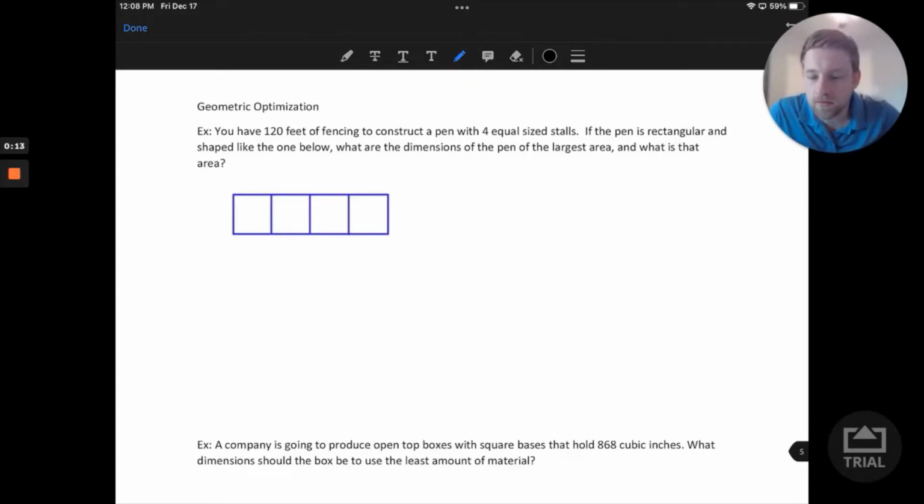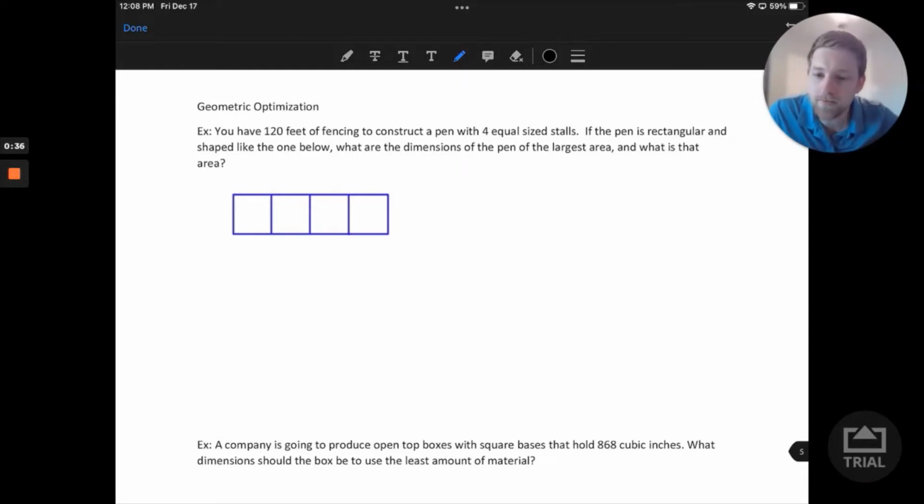This question says that you have 120 feet of fencing to construct a pen with 4 equal size stalls. If the pen is rectangular and shaped like the one below, what are the dimensions of the pen of the largest area, and what is that area?